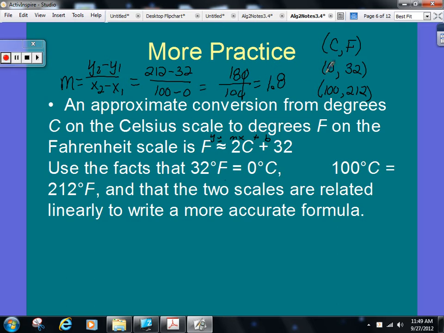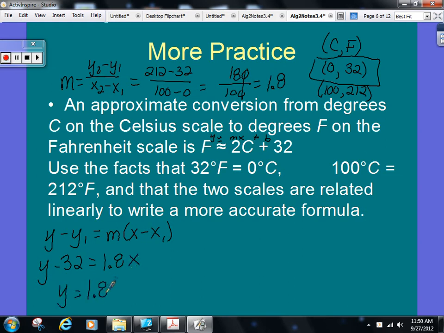Pick your favorite point. Again, if 0's in there, I'm going to pick it. It makes things nicer when they plug in. I'm using point slope formula since I have a point and a slope. It makes things a little easier. y minus 32 equals m, 1.8, times x minus 0, or just x. Look how quick this gets into slope-intercept form. y equals 1.8x. All I do is add the 32 to both sides. Plus 32. And it's more accurate than this 2.